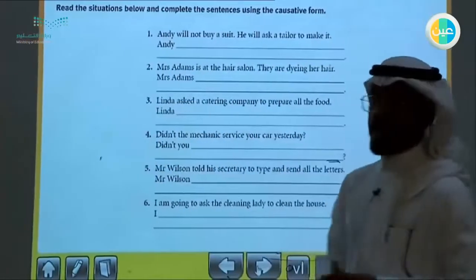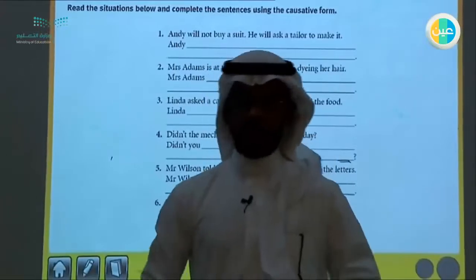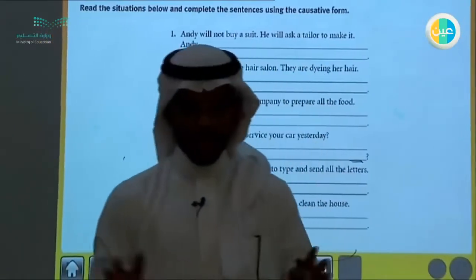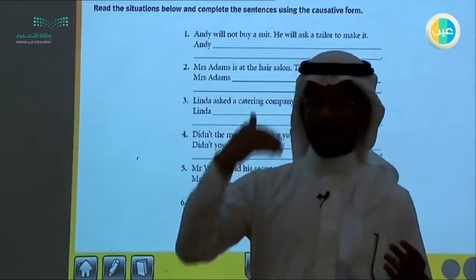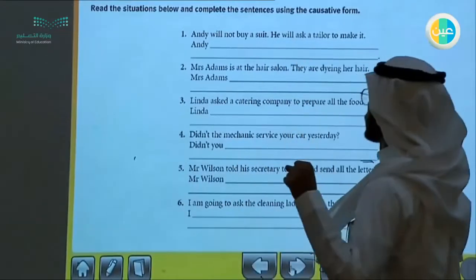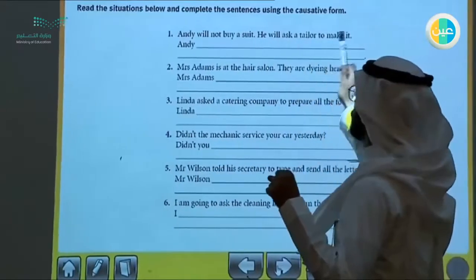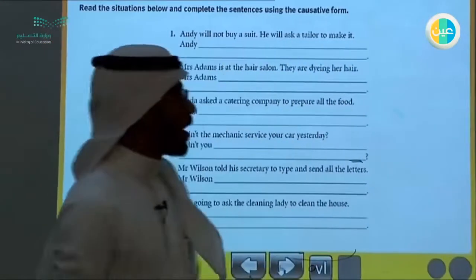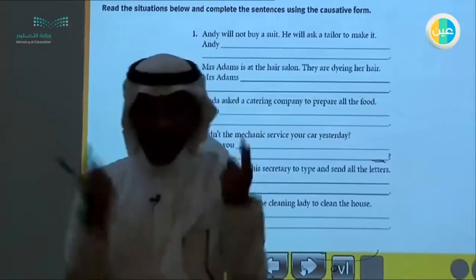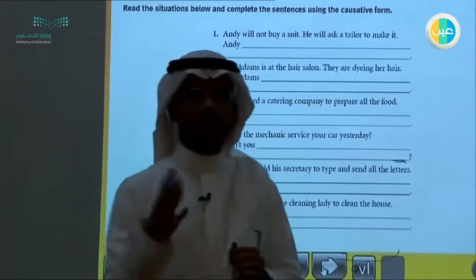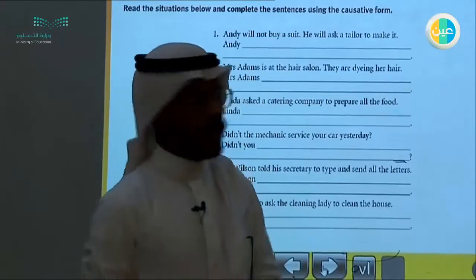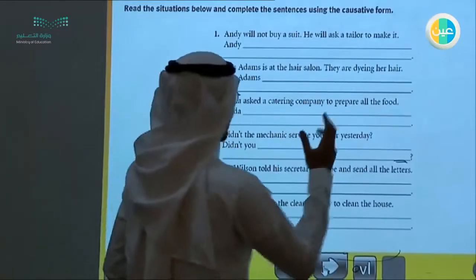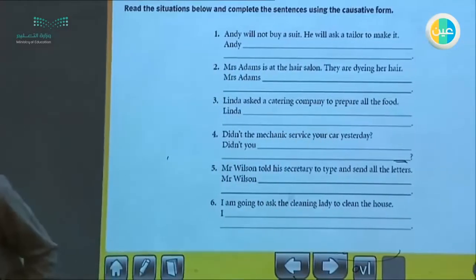Andy will not buy a suit. Suit is a formal outfit. Andy will not buy. This is in the future. So he will ask a tailor to make it. To ask the tailor to make one for him. Now think about this sentence. This is a future will.